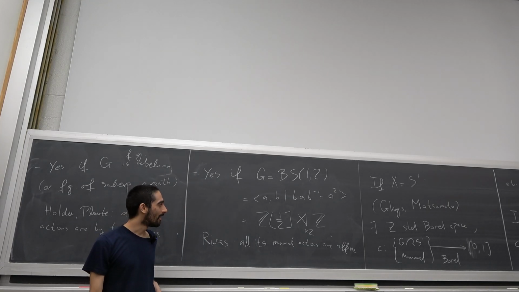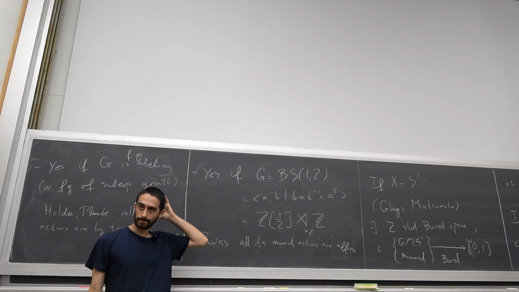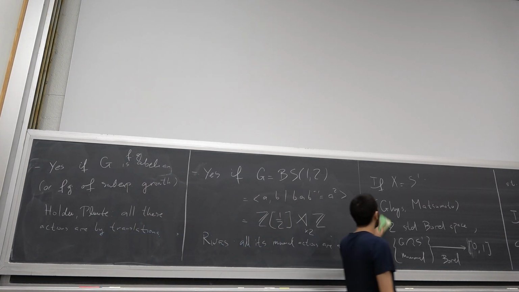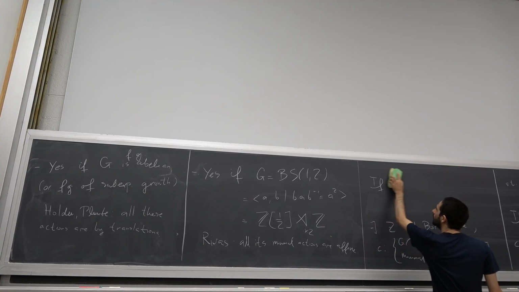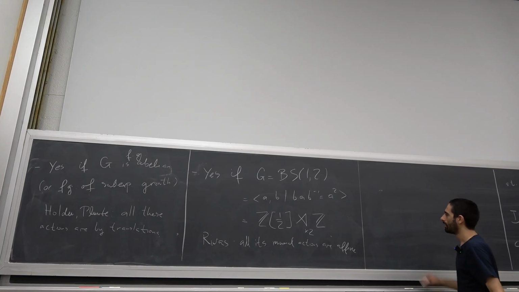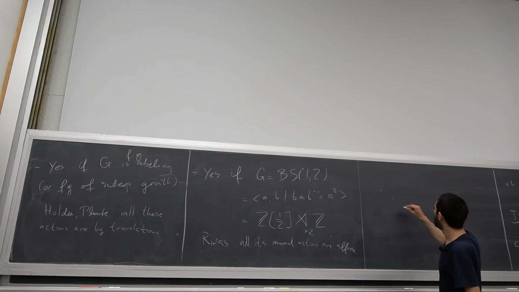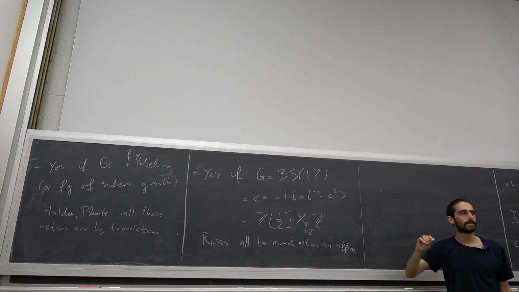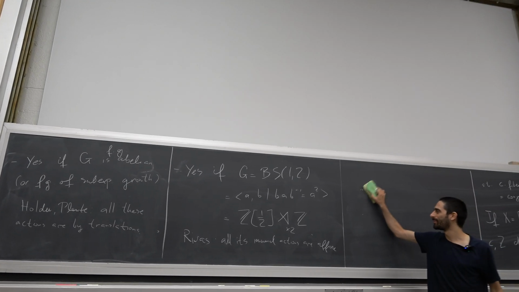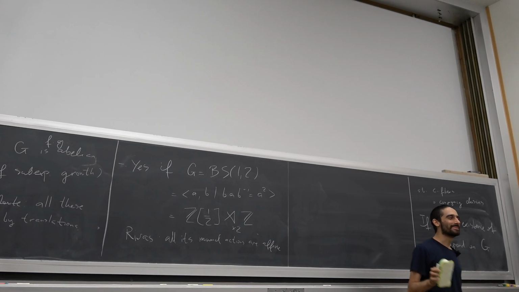Or it acts by the abelianization of this guy. So in this case, C is constant. There are non-faithful actions. Yeah, C is constant. Okay, yeah. Assuming minimal actions. Yeah. Okay.